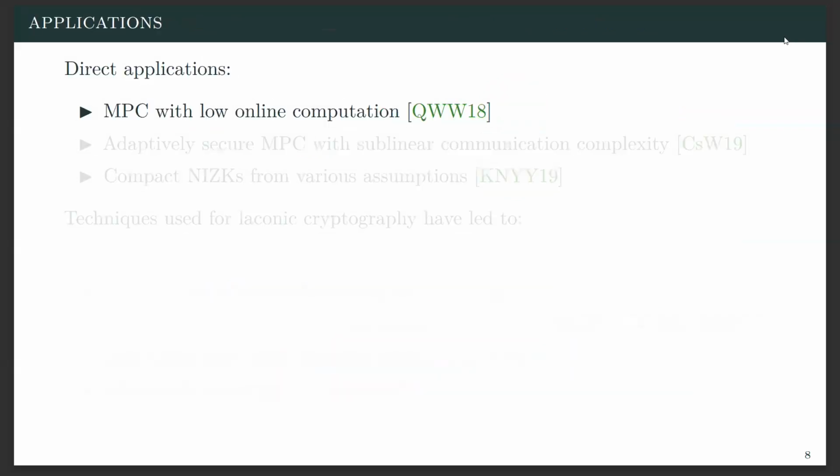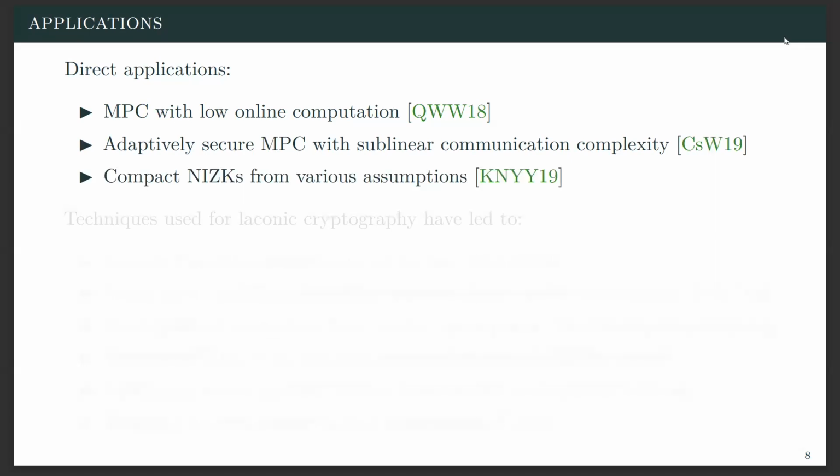Okay, let me say a little bit more about some applications. Apart from the succinct two-party computation that we get, the work of Quach, Wee, and Wichs also showed that you could get multi-party computation with low online computation. And some work by Cohen, Shelat, and Wichs showed that you could get multi-party computation with adaptive security and very low communication complexity. A recent work from Crypto by Katsumata et al. shows that you can use laconic function evaluation in a black box manner to get NISCs with interesting prover complexity.